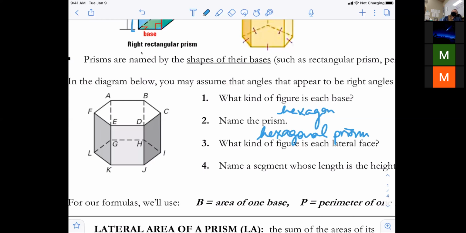All right, what shape is each lateral face? What are the non-hexagonal shapes? What are those called? Don't make it harder than it is. Rectangles. It's just a rectangle.